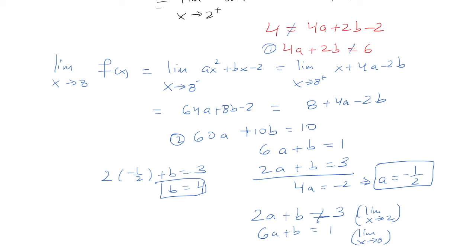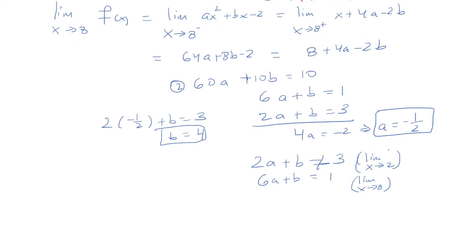Since you don't want it to be continuous at x equals 2, you want the limits to not be equal. So all you have to do is find something that works for the second equation that doesn't work for the first. I'm just going to keep it simple. If I let a equal 0, b equal 1, that satisfies the second equation, but it doesn't satisfy the first, because you have 2 times 0 is 0 plus 1. So basically you have 1, and that does not equal 3. So this works.